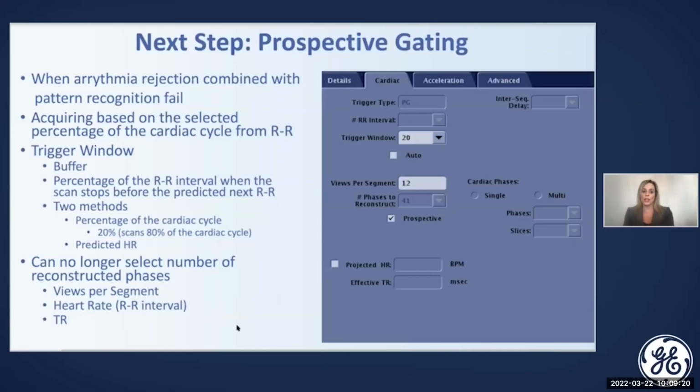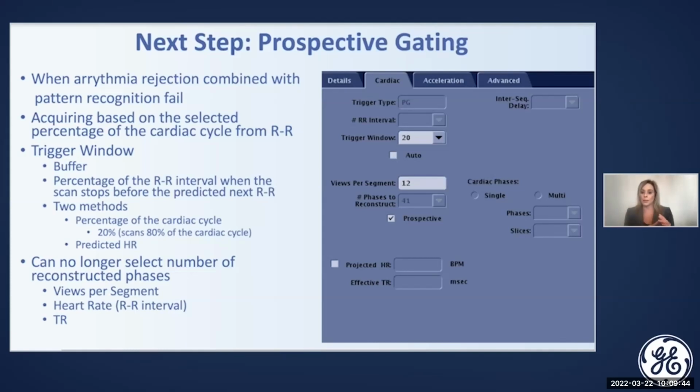When arrhythmia rejection combined with pattern recognition fail, the next step is prospective gating. With prospective gating, we are acquiring the images based on a selected percentage of the cardiac cycle between each R to R interval. It utilizes a trigger window, which is like the buffer. And that's the percentage of the R to R interval when the scan stops before the next QRS complex.